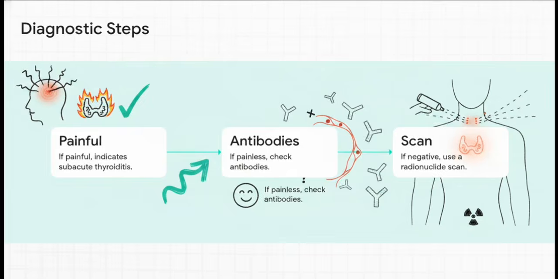To catch the right culprit, they follow a strict 3-step method. Step 1, check for pain. Step 2, if it's painless, check for antibodies in the blood. Step 3, if antibodies are negative, order a radionuclide scan. It's a pretty beautiful process of elimination, really. Let's break down how each of these steps instantly narrows down our suspect list.